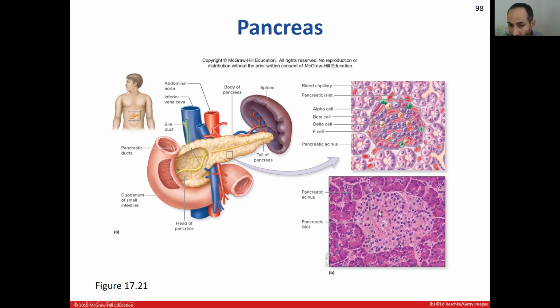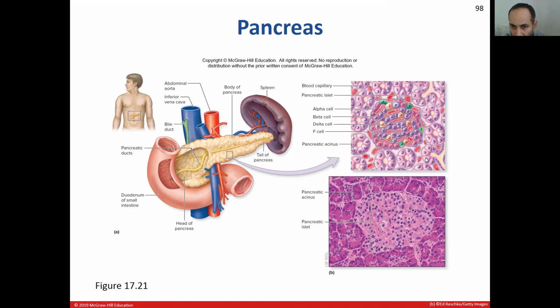So your pancreatic islets, also called islets of Langerhans, those areas are made up of two types of cells, alpha cells and beta cells. The beta cells secrete insulin. The alpha cells secrete glucagon. And these two are antagonistic hormones. They work oppositely, right? The insulin decreases your blood sugar levels. The glucagon increases your blood sugar levels. Something to remember. All right.